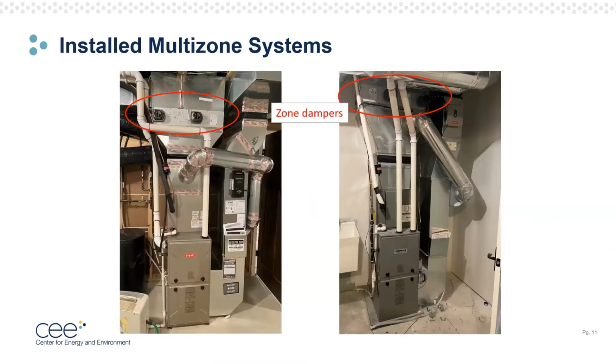So here's a couple of examples of installed systems. The red ovals indicate the zone dampers located in the supply branches directly above the furnace and a coil.